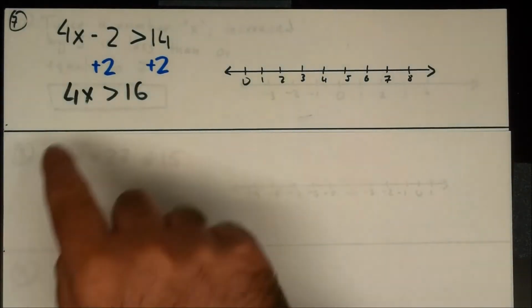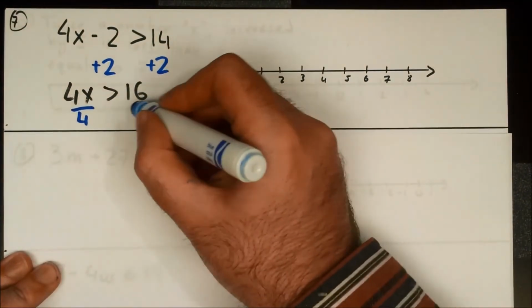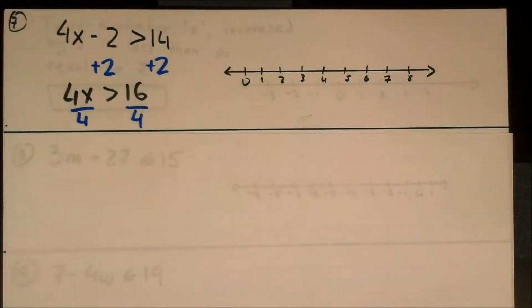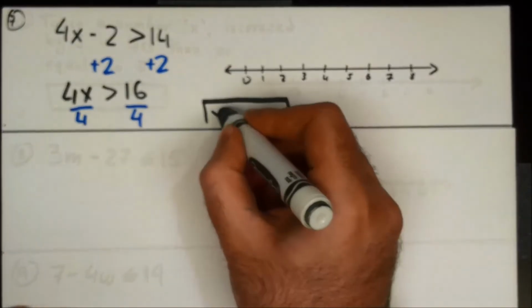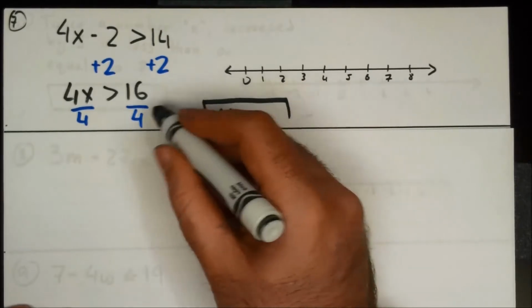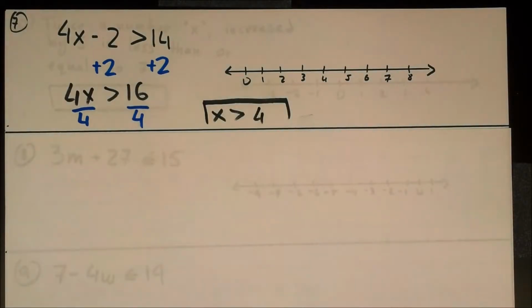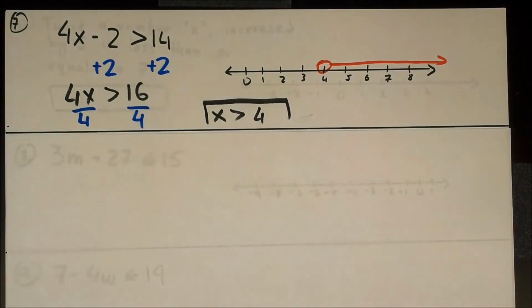Then I have to get rid of this multiplied by 4 by dividing by 4 on both sides, of course. And since I'm multiplying or dividing by a positive number, in this case dividing by a positive number, nothing will change for me. My x is going to be greater than 16 divided by 4, which is 4. My inequality symbol does not flip because I am not multiplying or dividing by a negative. Open circle, and it's heading right, starting at 4. And that is number 7. Let me know if you have any questions.